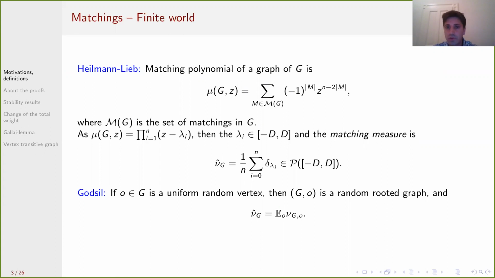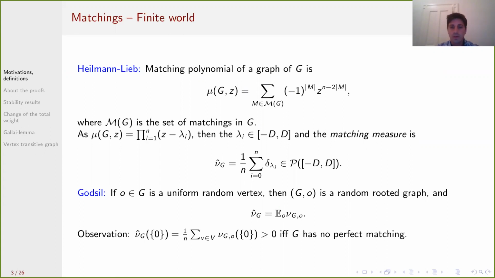Out of all of these, I would like to just recall one important thing here: what can we say about the measure of zero for this matching measure? So if the measure of zero is positive, it means that the matching polynomial, what I just defined here, has no constant term. Okay, what does it mean it has no constant term? It means that the lowest power of z is positive. In other words, the largest matching that I can choose will not be able to cover the whole graph. Okay, so in other words, G has no perfect matching. So seeing an atom at 0 is the same as saying G has no perfect matching.